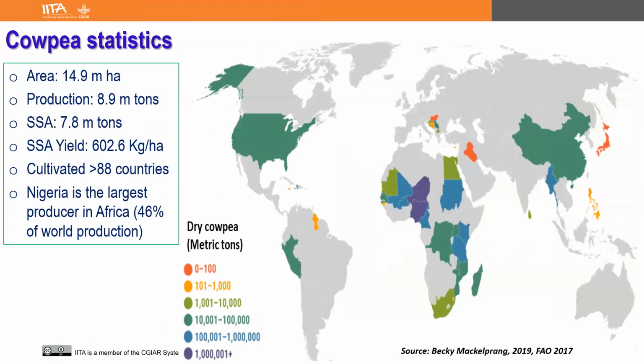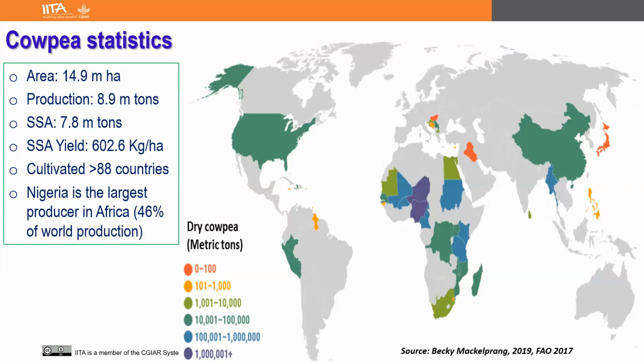Production covers about 14 million hectares globally, and annual production is about 8.9 million metric tons globally. In sub-Saharan Africa, we have about 7.8 million tons of cowpea that is produced annually. In the farmers' field, however, we still have low productivity, coming to around 600 kilograms per hectare.